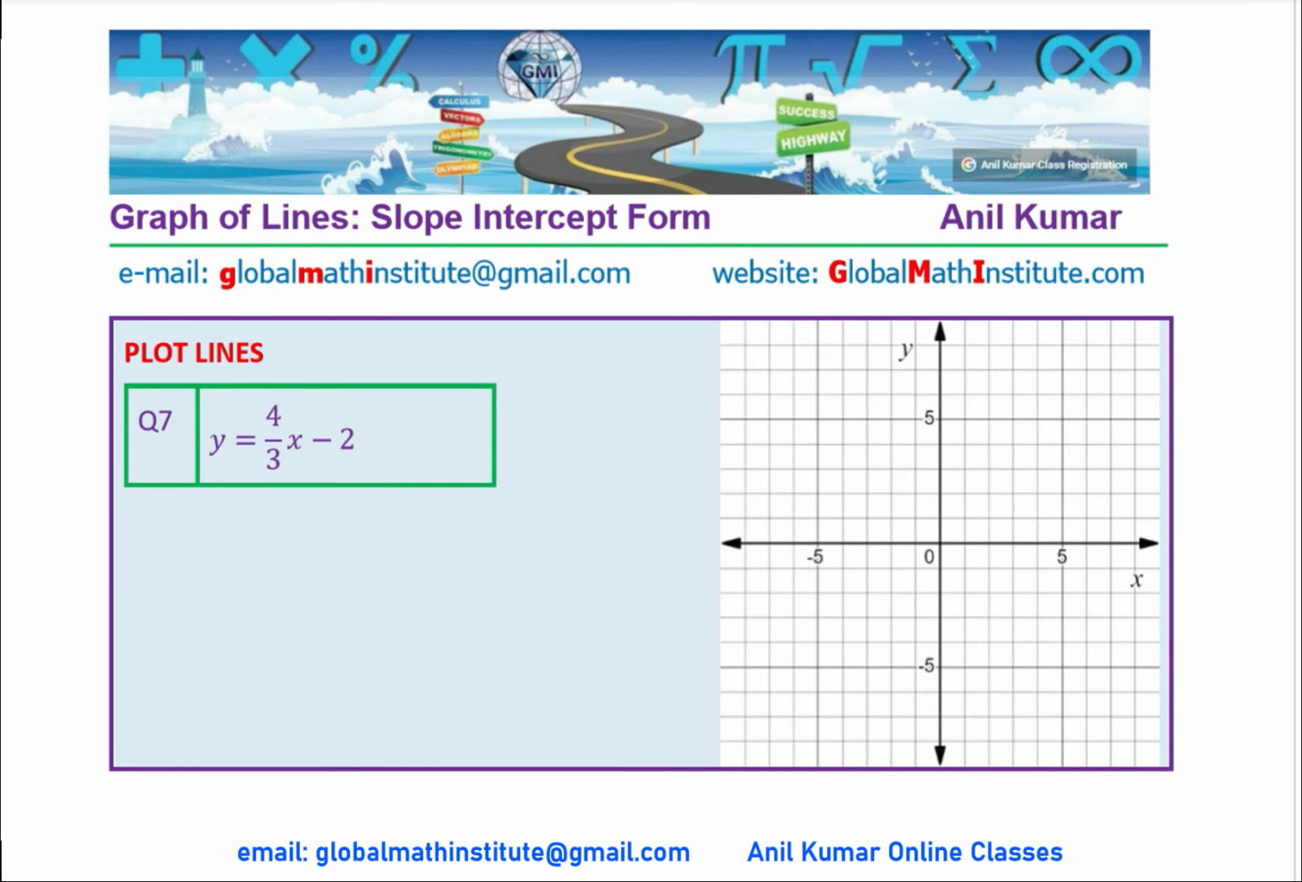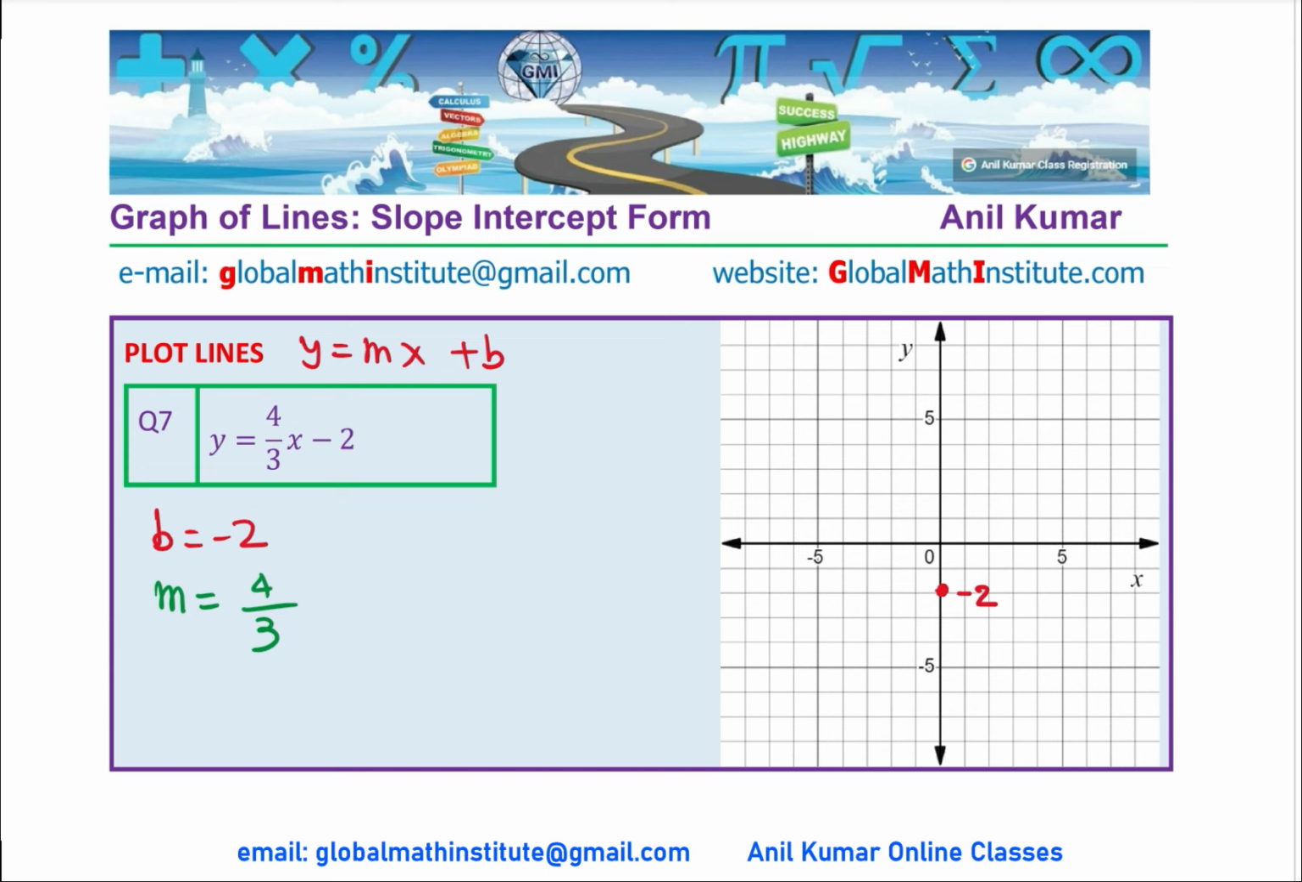Let's move on. We have y equals 4 over 3x minus 2. So can you tell me what is the slope and what is the y-intercept? Well, clearly the y-intercept is minus 2. So we can go to minus 2 here. And then we are looking into the slope. Let me change the color for slope this time. Slope is 4 over 3, right?